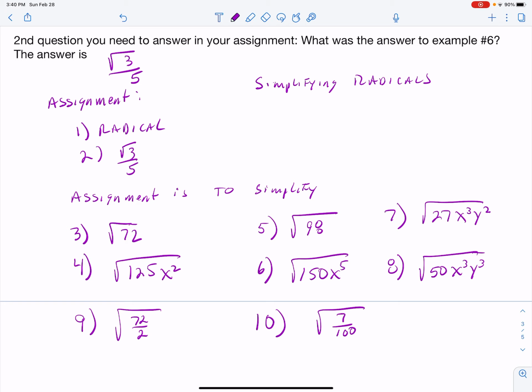Simplify the square root of 72, 98. I'm sorry, I went the wrong way. 72, 125x squared, 98, 150x to the 5th, and so on and so forth. All right? You'll turn that into your assignment. That is the video lesson on radicals, simplifying radicals.